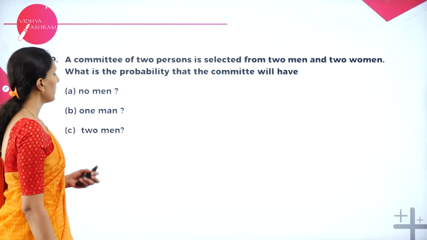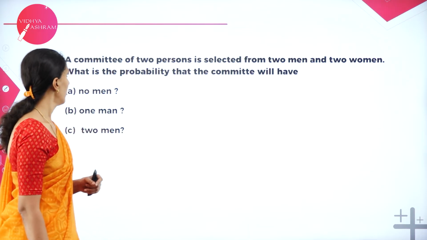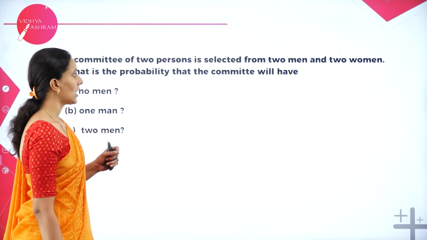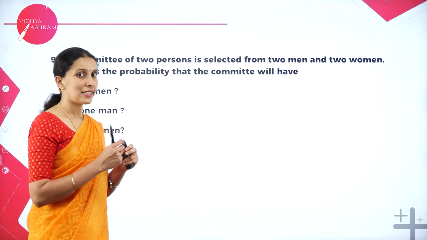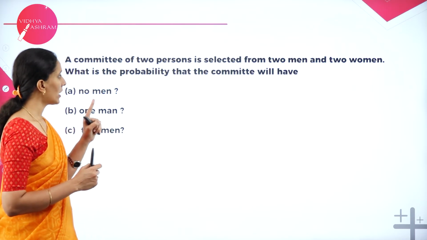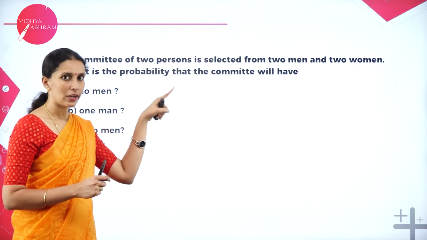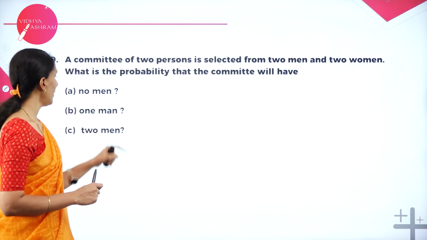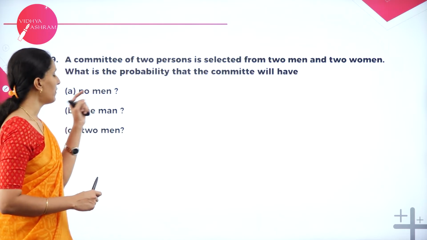Next one, a committee of 2 persons is selected from 2 men and 2 women. What is the probability that the committee will have? So here we come across a selection. We are selecting 2 persons from 2 men and 2 women. Now the conditions are, what is the probability that the committee will have no men, 1 man, 2 men. So here, let's see the first case.